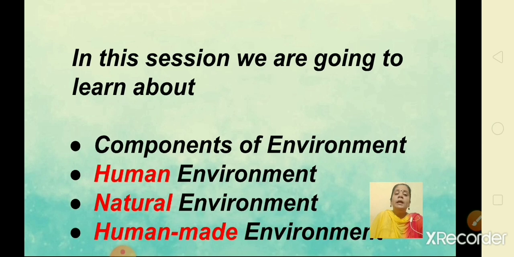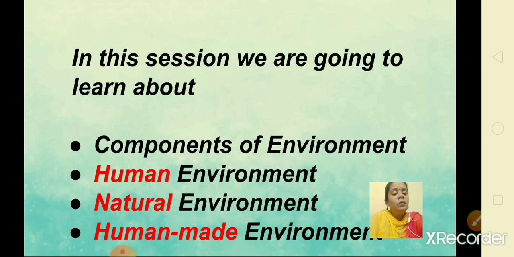Students, in this session, we are going to learn about the components of the environment. Now, let us see what are the components of the environment. They are human environment, natural environment, and human made environment. Now, what is human environment? Human environment means the community, religion that we follow, individual, all this comes under the category of human environment.